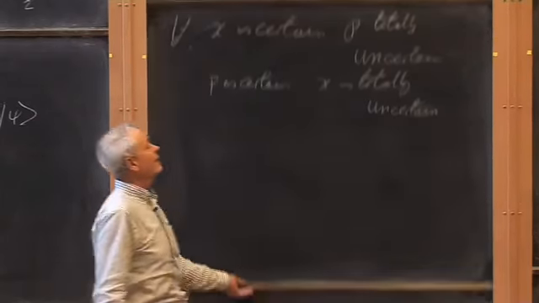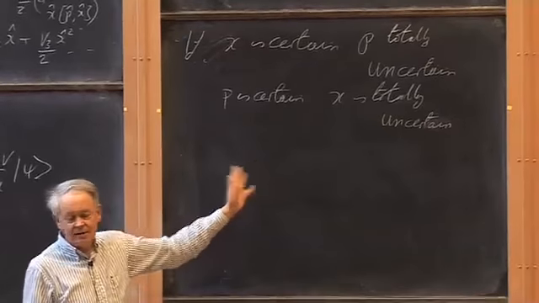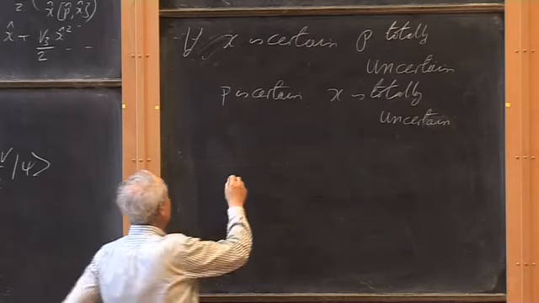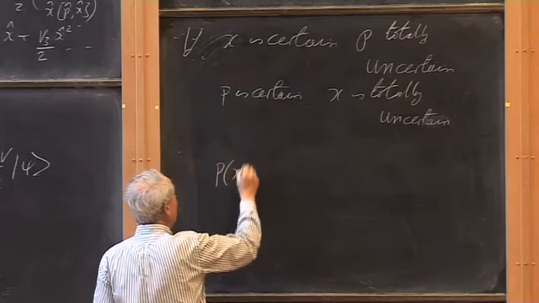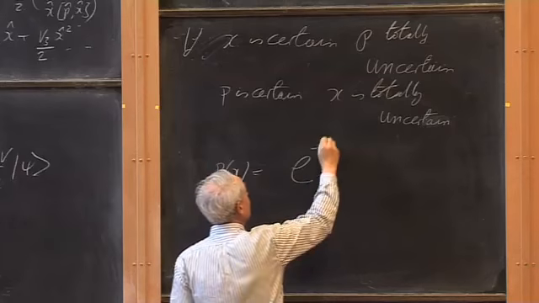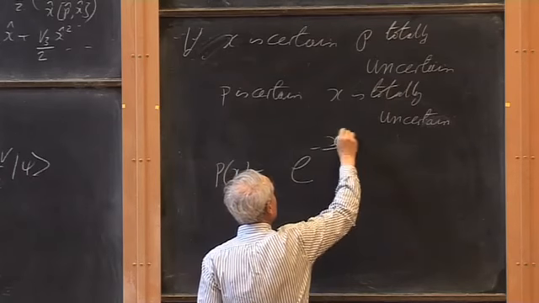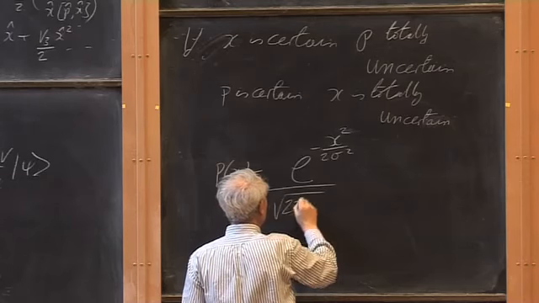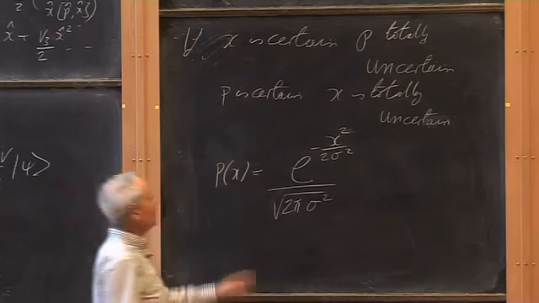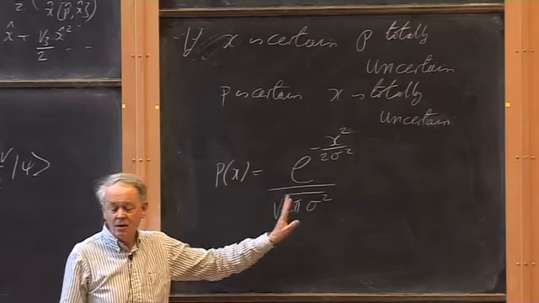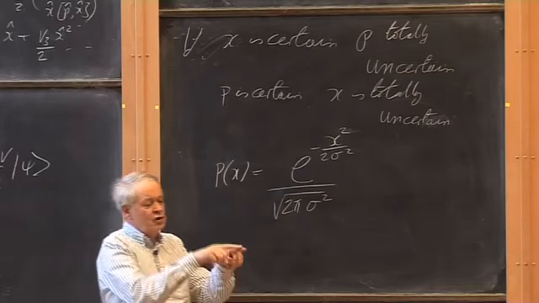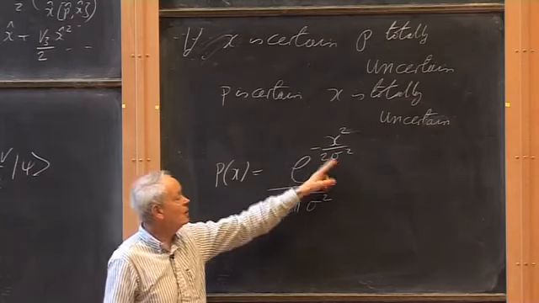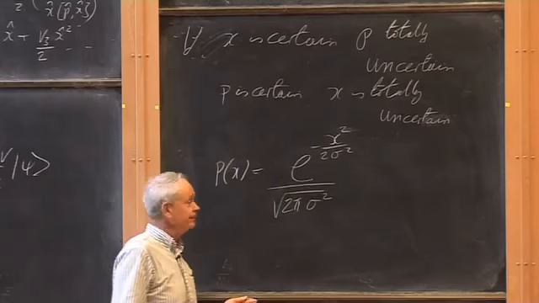Both of these situations are clearly unphysical. So let's try and discuss something which is physical. Suppose we're dealing with a probability distribution in x which is a Gaussian, e to the minus x squared over 2 sigma squared, over the square root of 2 pi sigma squared. This is our generic model of a particle localized at the origin to within plus or minus sigma, more or less.